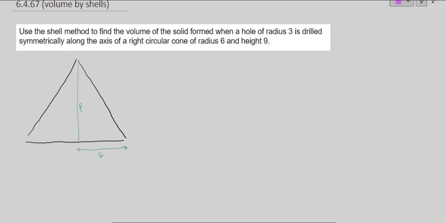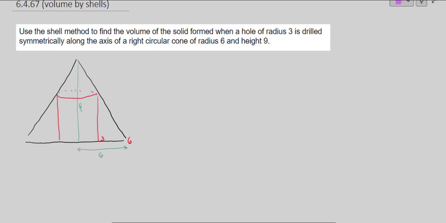Okay, so let's use the shell method to find the volume of the solid when the hole of radius 3 is drilled symmetrically along the axis of the right circular cone of radius 6, height 9. So there's our cone. And then we're going to basically drill out this stuff. So this is all going away. Drilling all that out. So the stuff that remains is going to go from 3 to 6.